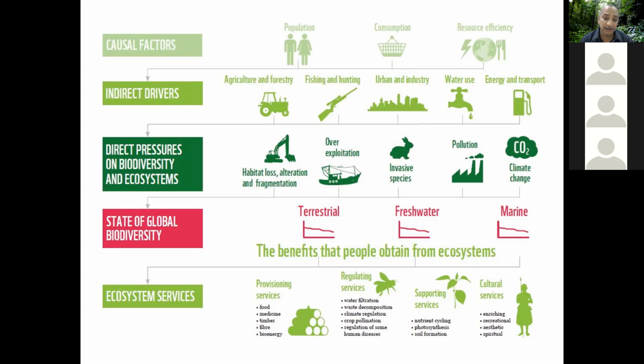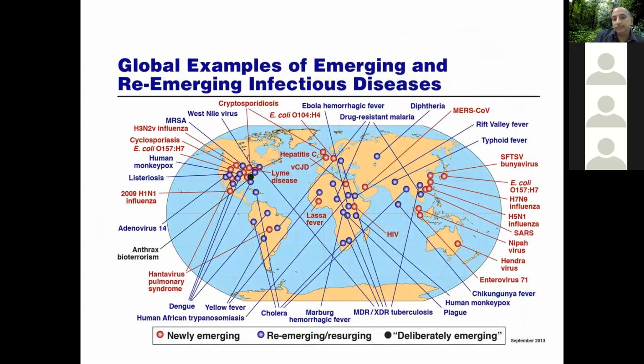Pollinator services are decreasing, as I already told you; several species of pollinators are declining. Because of this decline in biodiversity in general, and insect diversity in particular, you have a decrease in nutrient cycling, photosynthesis, and supporting services, and also a decrease in our quality of life. So that is the general decline that is happening, and several infectious diseases are re-emerging, and several of these infectious diseases are transmitted by arthropods, especially insects.